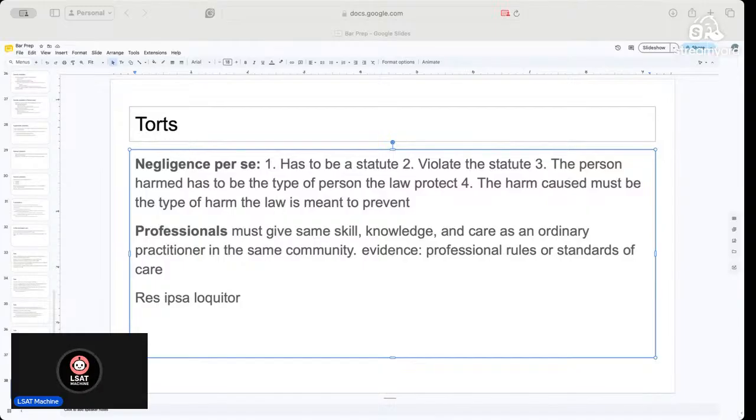For example, let's say you're walking past a building and a piano falls out of the window and hits you. That's not supposed to happen. That's never supposed to happen. Pianos are not supposed to be falling out of windows. So you could go to court and say, this is a case of res ipsa loquitur. The only way this piano would have come out of this window is if somebody made a mistake, somebody was negligent.